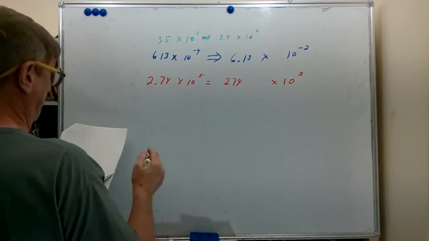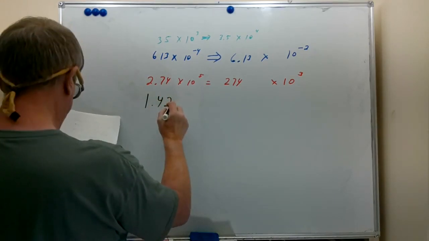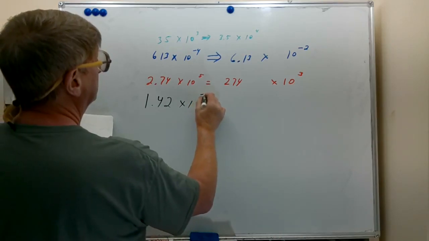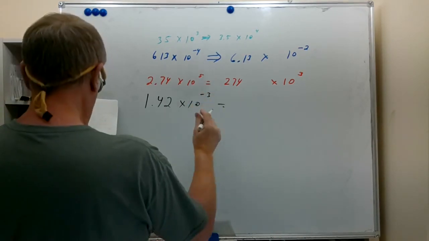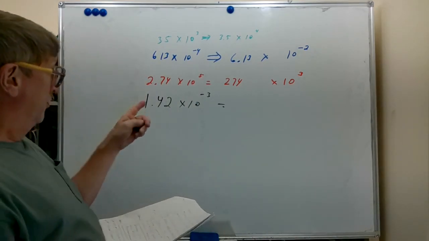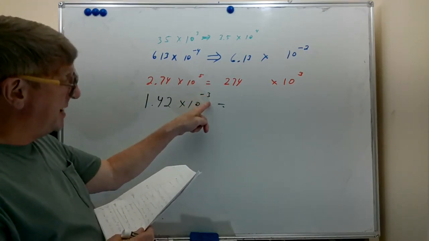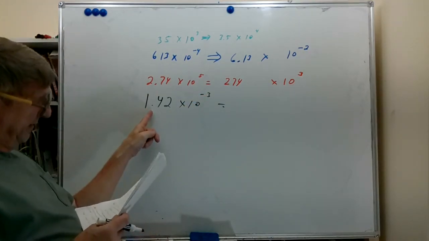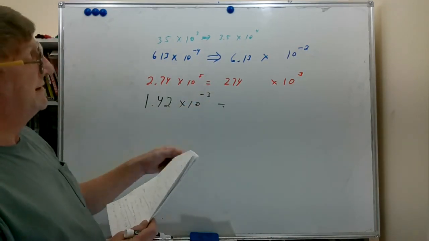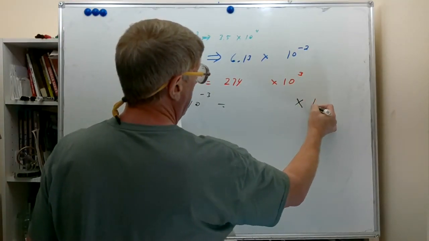So we're going to do one more example. 1.42 times 10 to the negative 3rd. So we're going to want to make this smaller, which means we've got to make this bigger. We're going to make this smaller by one number. So we move this decimal place one number to the right to make it bigger. We're looking to get to 10 to the minus 3rd or minus 4th. So we're going to put that over here.